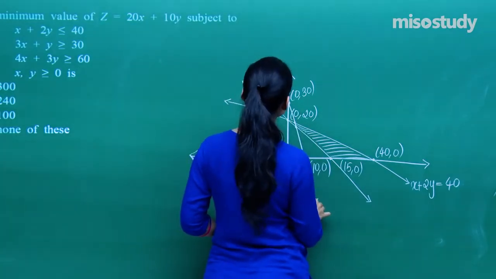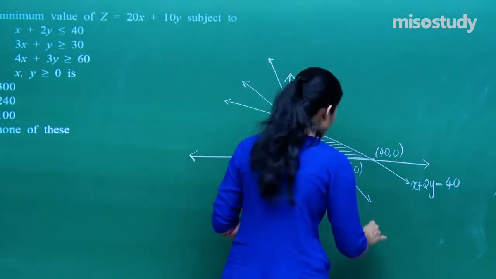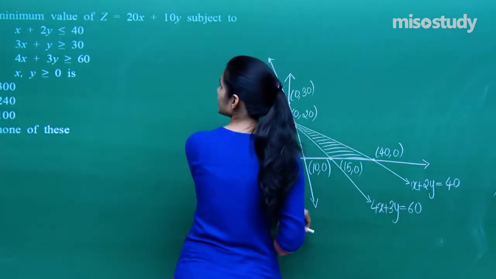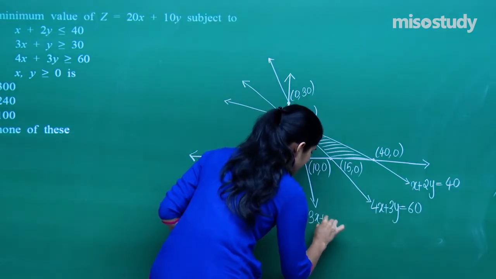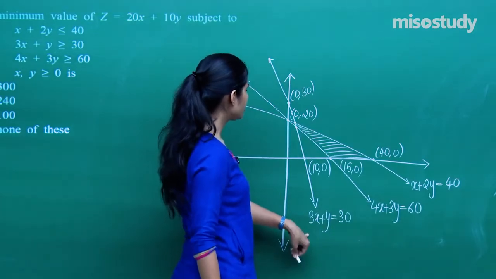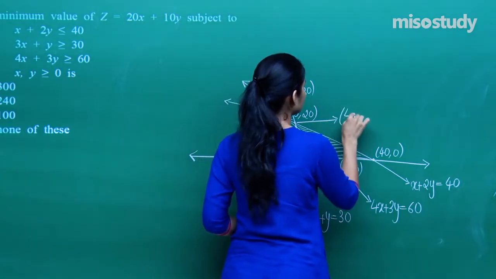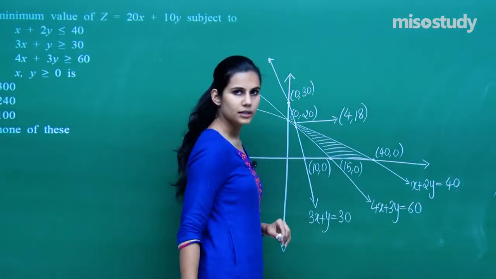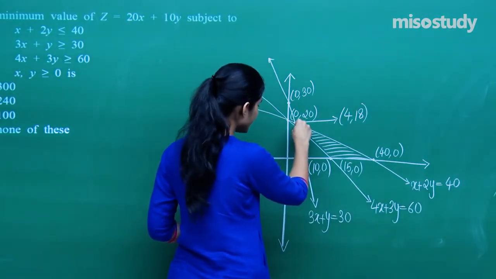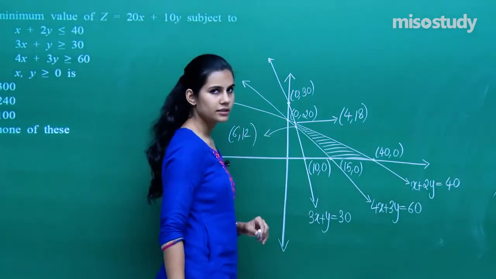That is, what is this line? This line was x plus 2y equals 40. This line is 4x plus 3y equals 60. And this line is 3x plus y equals 30. So basically this point is the intersection point of 3x plus y equals 30 and x plus 2y equals 40. This point is going to come out to be 4 comma 18. And if I talk about this point, which is the intersection point of 4x plus 3y equals 60 and 3x plus y equals 30, this is going to come out to be 6 comma 12.